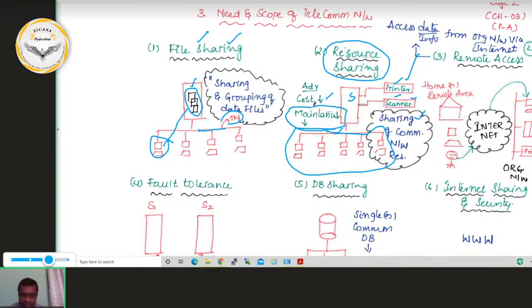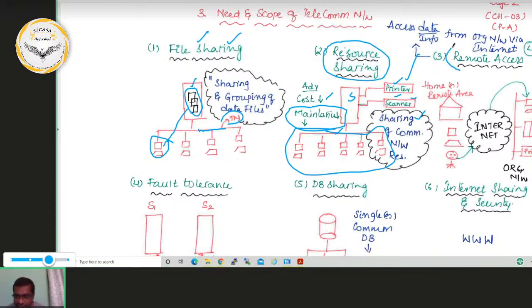What do you mean by maintenance? Let us say you have a printer, and the printer has a cartridge. Every time you need to refill this cartridge, that is called maintenance. If there are multiple printers, then the maintenance cost will increase. But if you use a telecommunication network, the resources can be reduced, so obviously the maintenance cost will be reduced. So this is the second advantage.